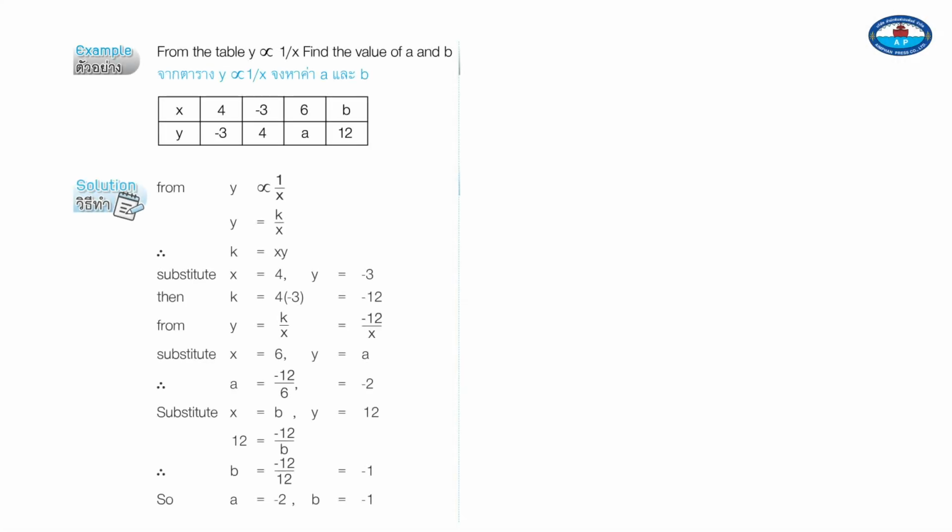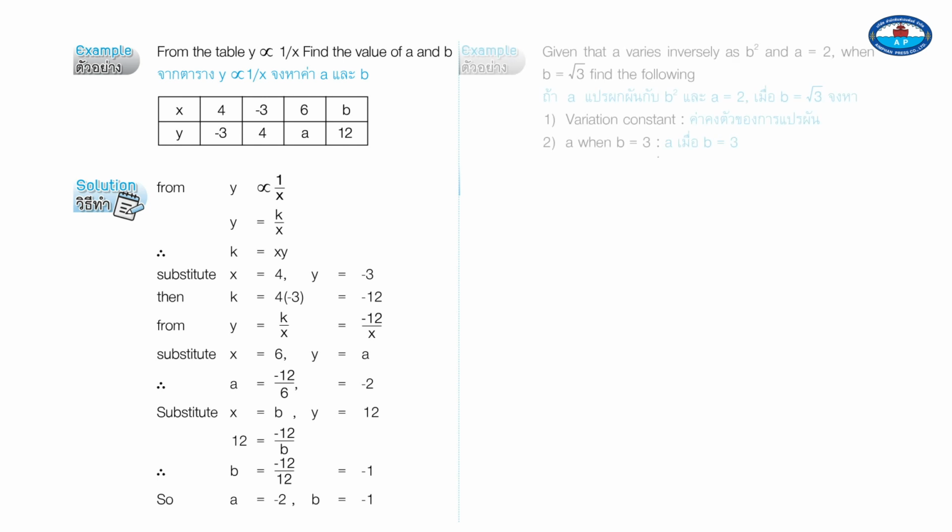Example. From the table, y varies 1 over x, find the value of A and B. Example. Given that A varies inversely as b squared and A equals 2 when B equals the square root of 3, find the following. 1. Variation constant. 2. A when B equals 3.